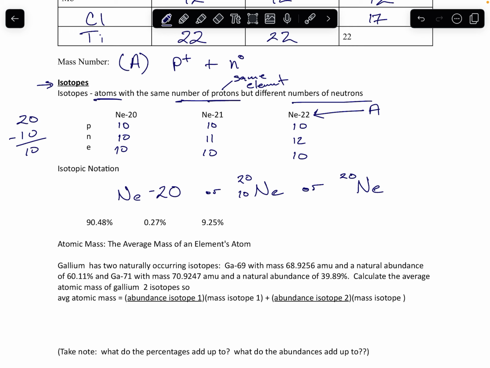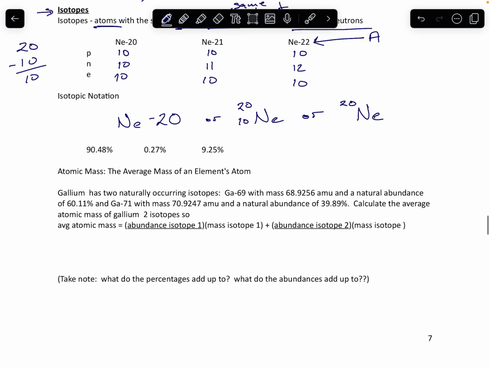The reason for that is because, if I know it's neon, I can pretty easily look it up and find out what the atomic number is. So some people are just lazy and don't want to put the 10 there. But any of those would be fine. We get the same information from all three.